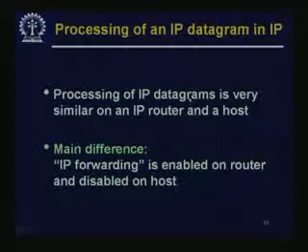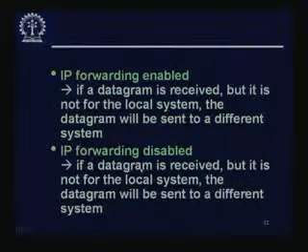The processing of IP datagrams is very similar on an IP router and a host. The main difference is IP forwarding is enabled on a router and disabled on a host. Now, if IP forwarding is enabled and a datagram is received but it is not for the local system, the datagram will be sent to a different system. This is for a router. If IP forwarding is disabled and a datagram is received but it is not for the local system, the datagram will usually be ignored.